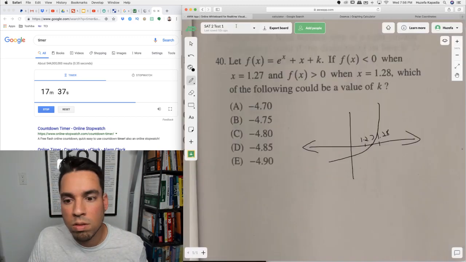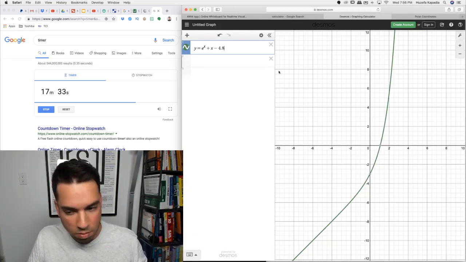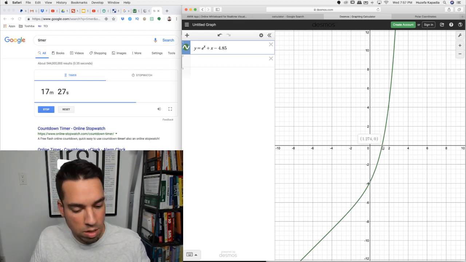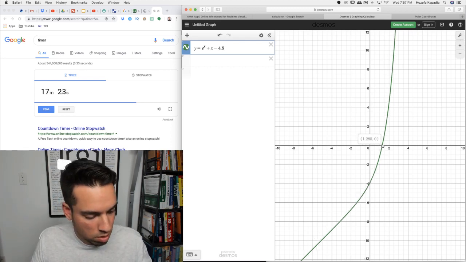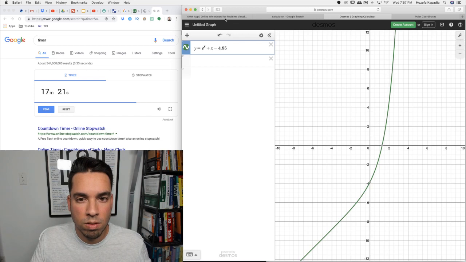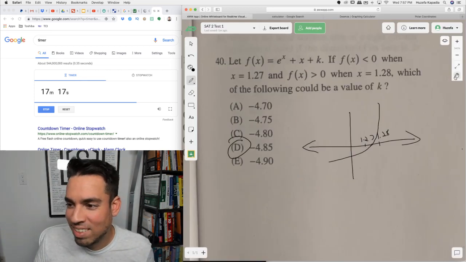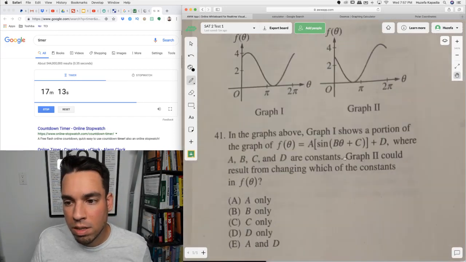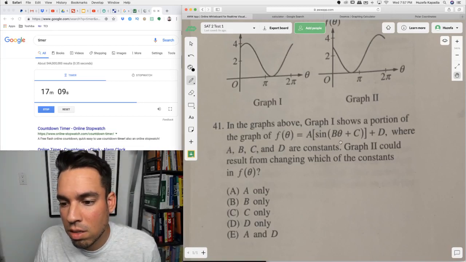Now let's try 4.75. Nope. 4.8. Almost. Yep, there it is. And then probably 4.9 would be too big. Yep, it's beyond 1.28. So it's 4.85. Okay, good job, to myself, I'm saying that. That's funny. All right, next.